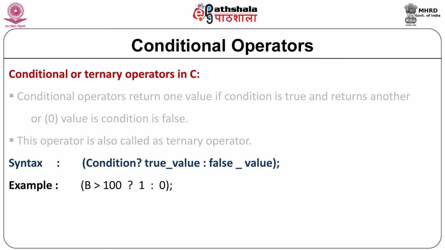Here the syntax of the conditional operator, or ternary operator, is given: condition, then question mark, true value, colon, false value. Here I have taken an example: when b is greater than 100, then the true value is 1, if not, then the false value is 0. So, one can use the conditional operator in place of an if-else statement.